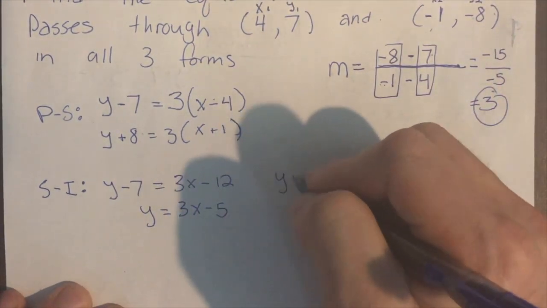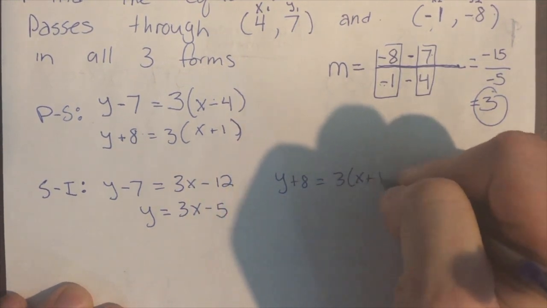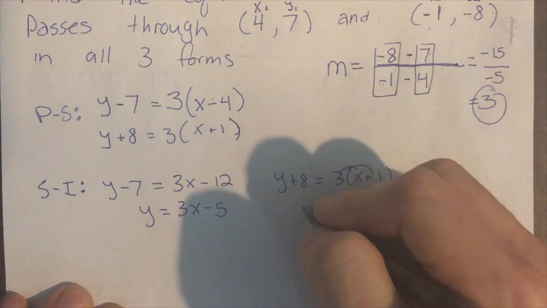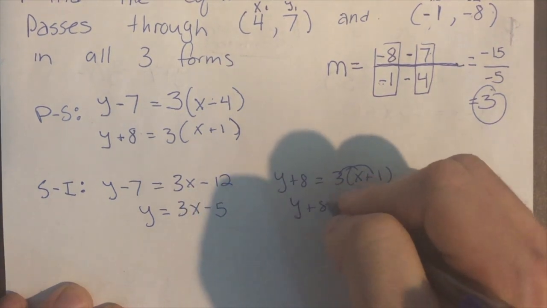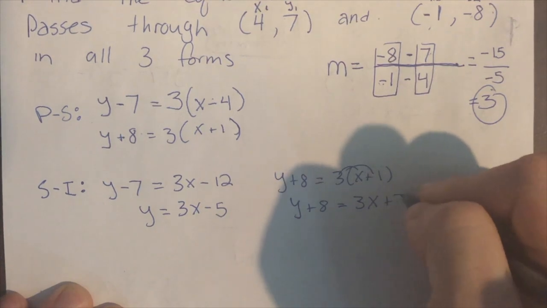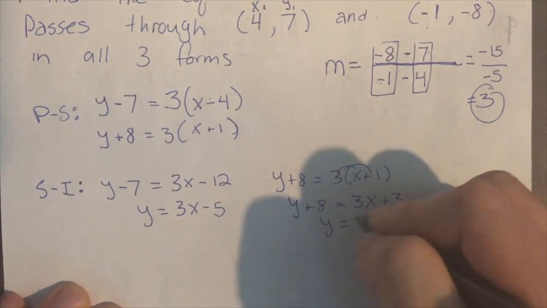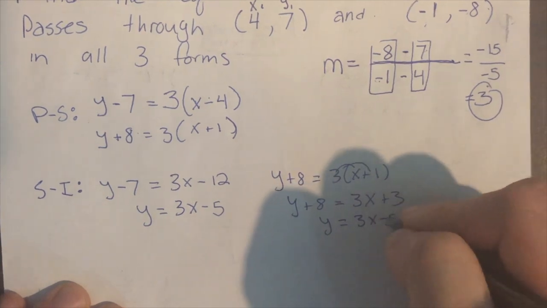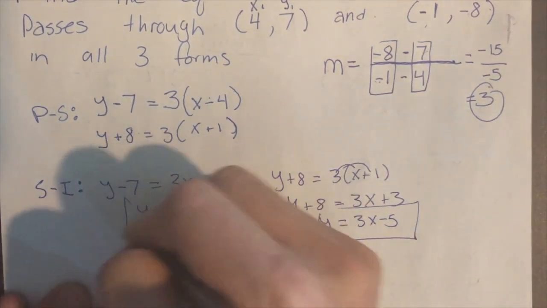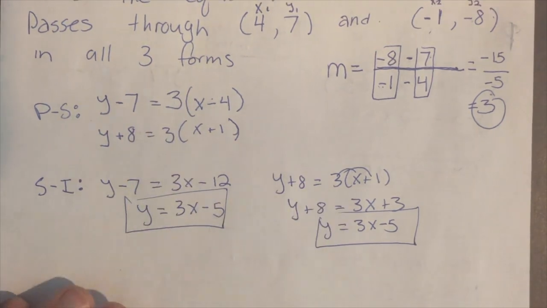So the second one looks like this. So first I distribute the 3. Y plus 8 equals 3x plus 3. Then I subtract the 8. I get y equals 3x minus 5. So you can see that these are equivalent to one another, and I can tell that because when I convert to slope-intercept, I get equivalent equations.